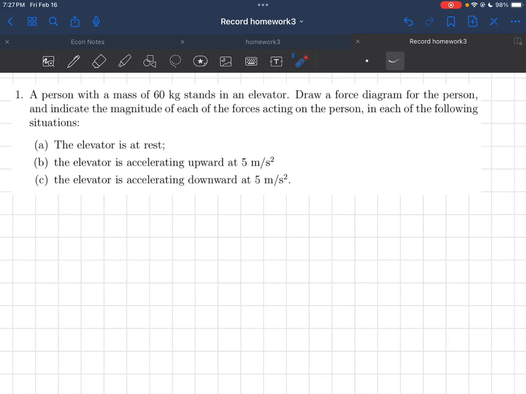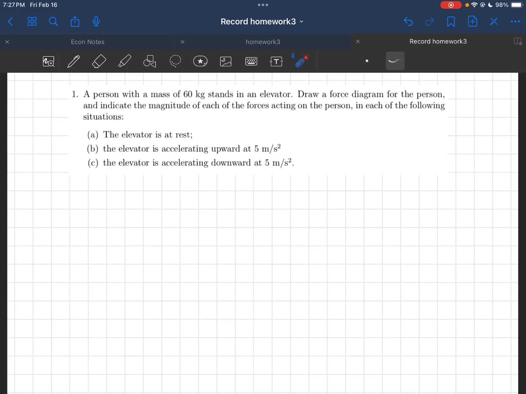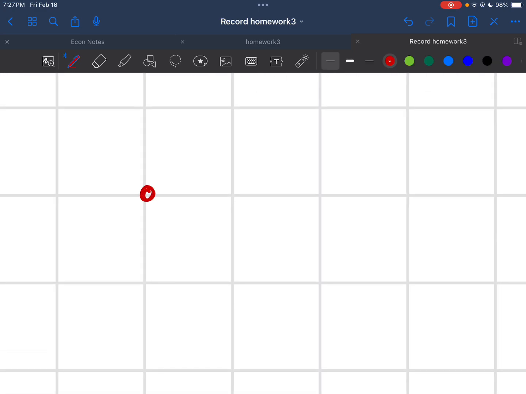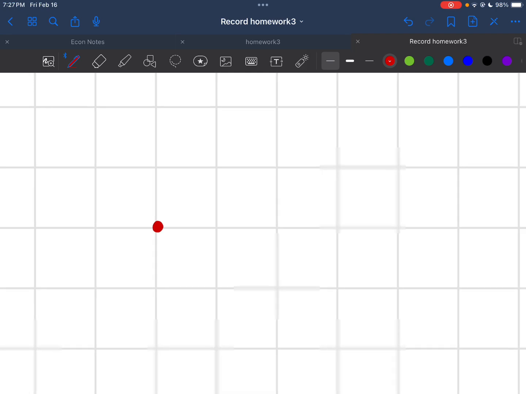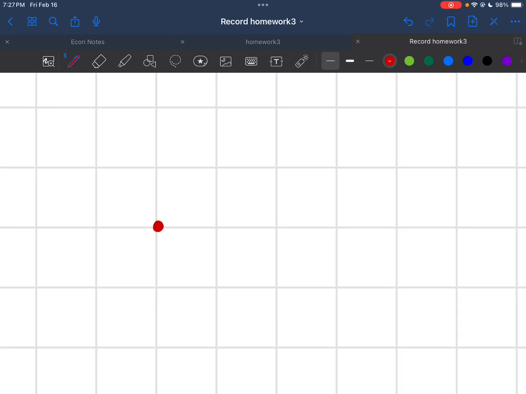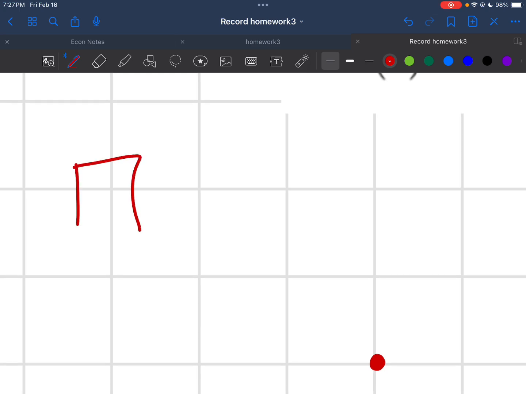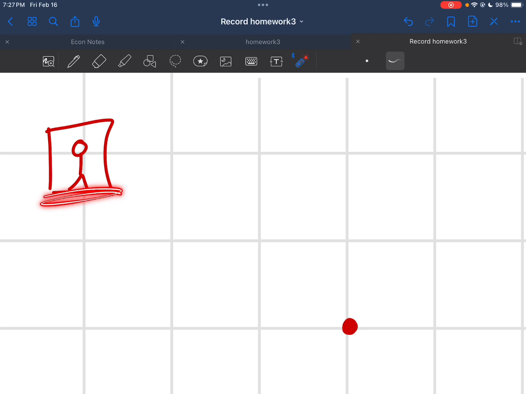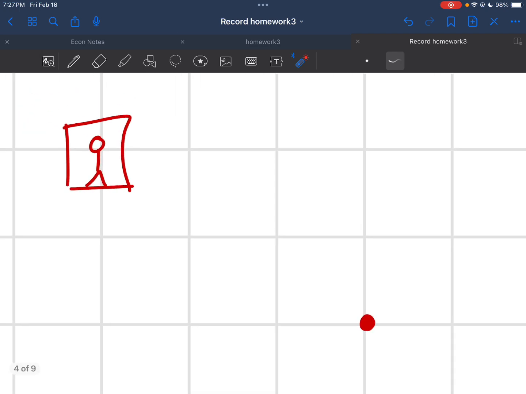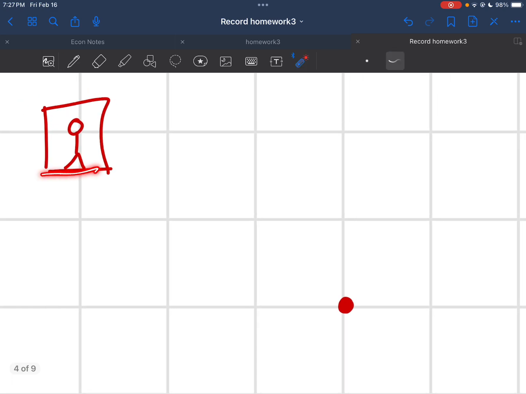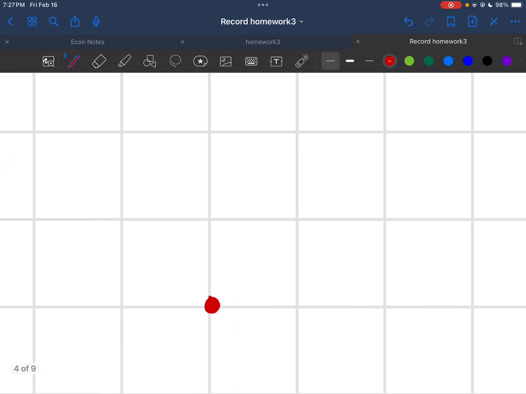All right. So the first one, we have a person with a mass of 60 kilograms standing in an elevator, and we're drawing a force diagram for a few different situations. So I'm standing in an elevator, and when I'm drawing my force diagrams, I think about what is physically touching the person. Well, if I draw a little picture off to the side, here's my elevator, here's the person, the floor is touching the person. So, what direction is the floor pushing on the person? Well, it's pushing up on the person's feet.